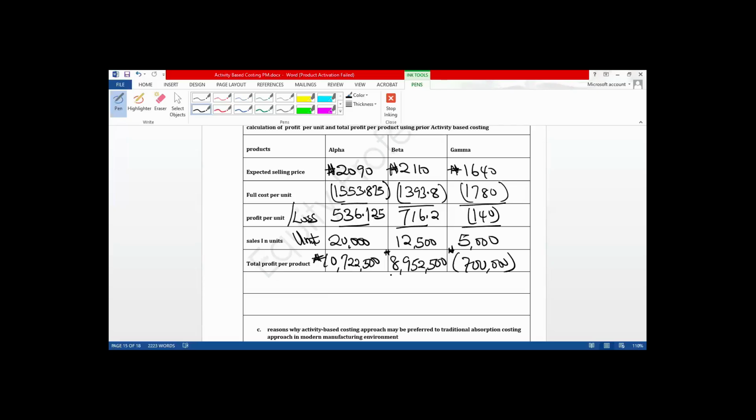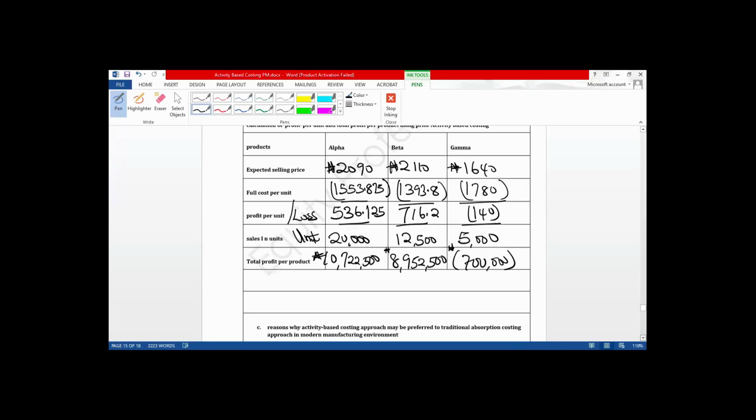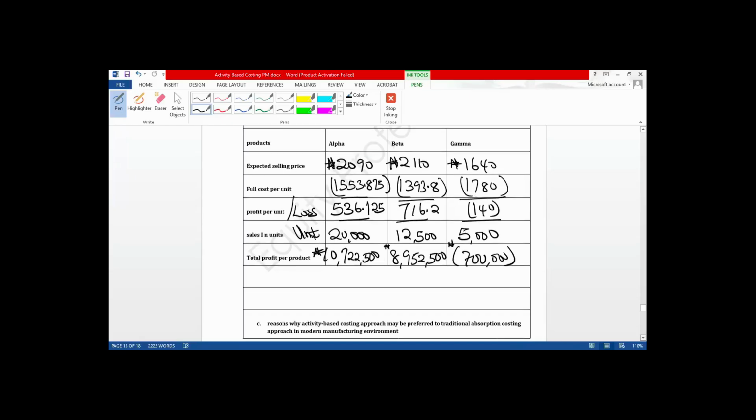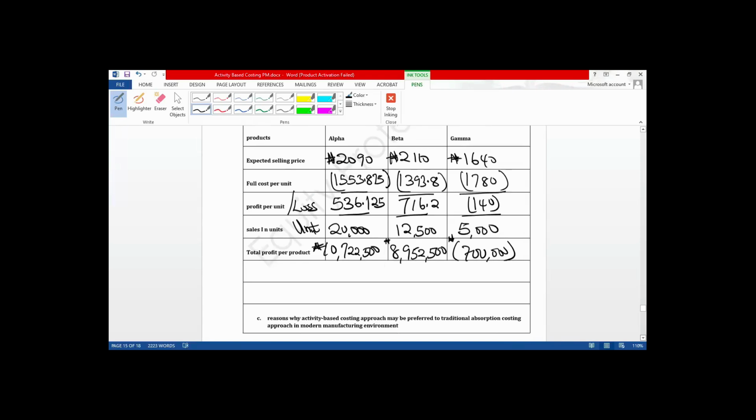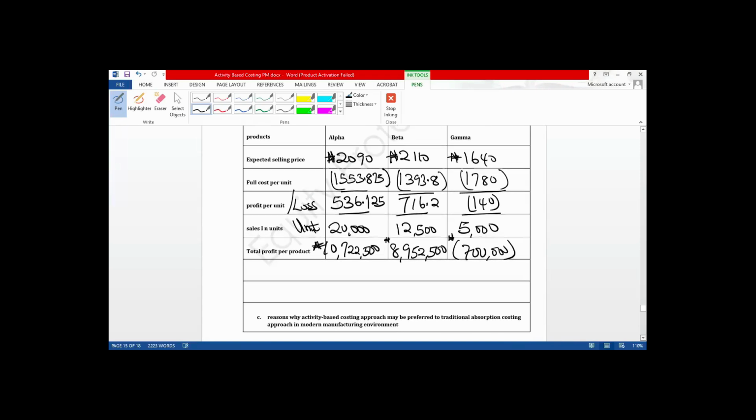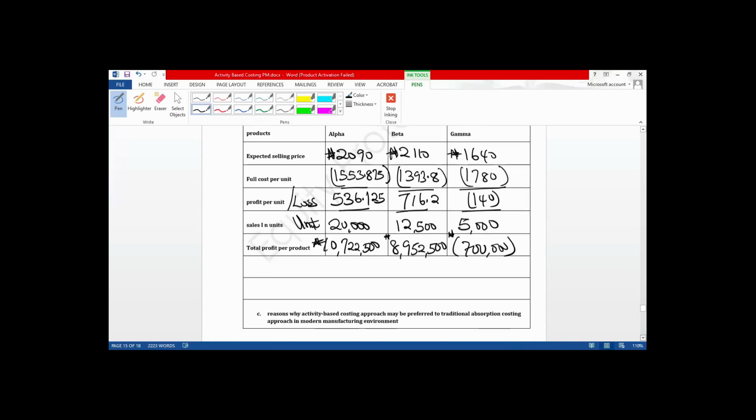The last requirement is reasons why activity-based costing may be preferred to the traditional costing approach in a modern manufacturing environment. Look at the reasons, please.